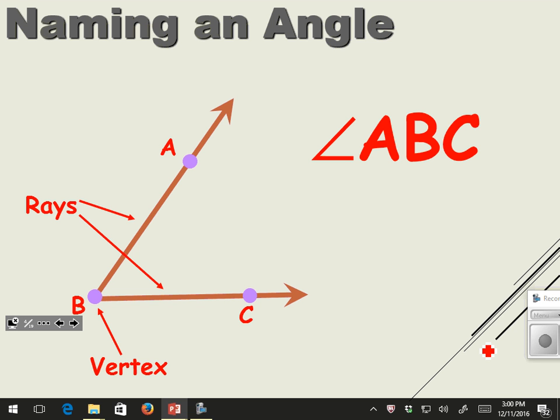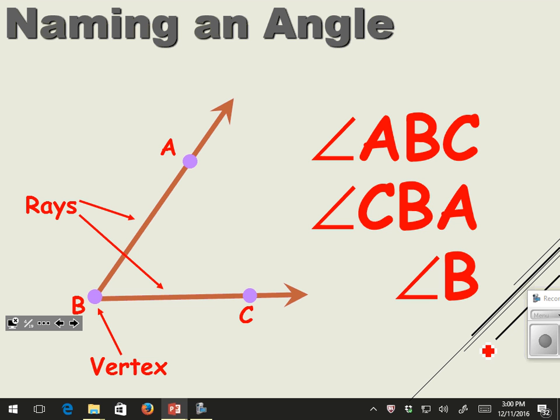Looking at them, is that the only way we can name this angle? Well, another way to name this angle is angle CBA. You can name it in reverse, just as long as the vertex is in the middle. Another thing you guys should know is that I don't see any other angle except the one that's given to me. So in fact, you can also name this particular angle just by the vertex. So you could call this angle B.